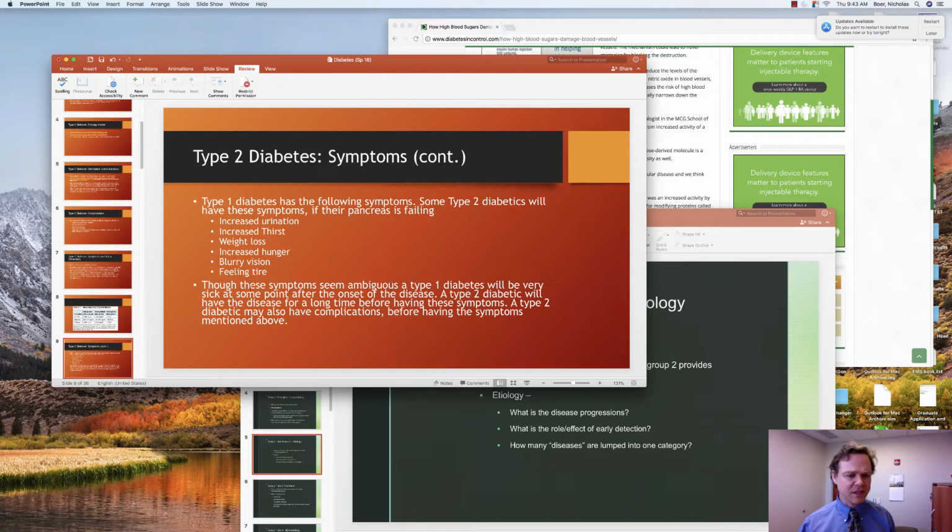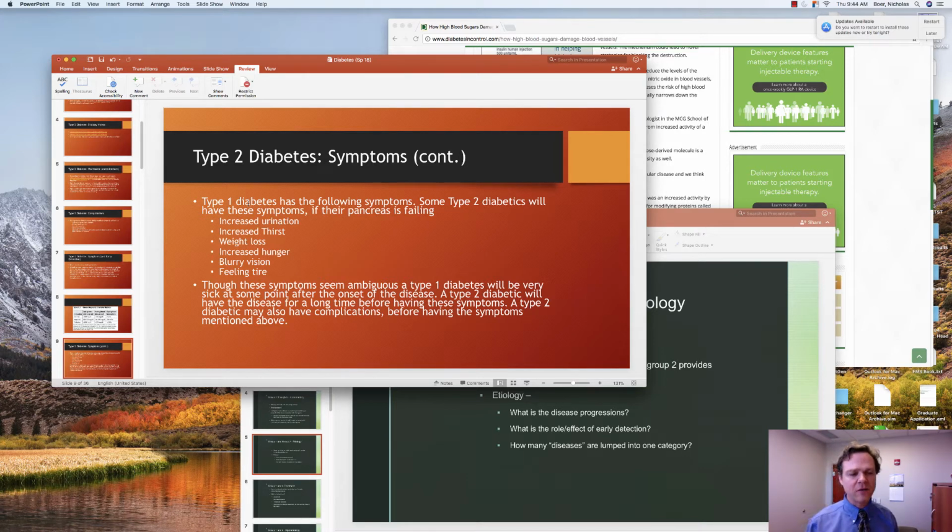Then I list the symptoms. I mentioned here type 1 diabetes just because those are symptoms that are readily out there, and sometimes type 2 diabetics will have those symptoms as well, especially if they're in pancreatic failure. But generally, stay on task with the topic you're discussing. I mention it here, but I don't mention it again. So be careful of what you're doing.